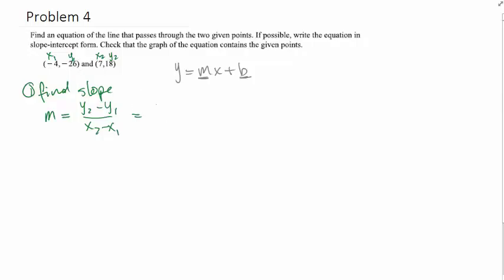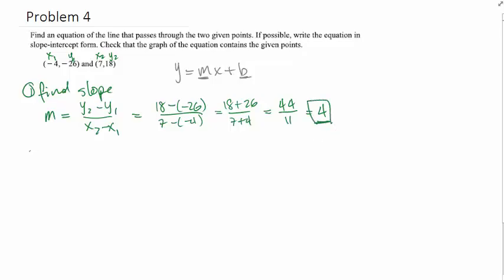So we'll start with 18 minus negative 26 divided by 7 minus negative 4. This becomes 18 plus 26 over 7 plus 4. This becomes 44 divided by 11, which simplifies to 4. So now we have a slope.